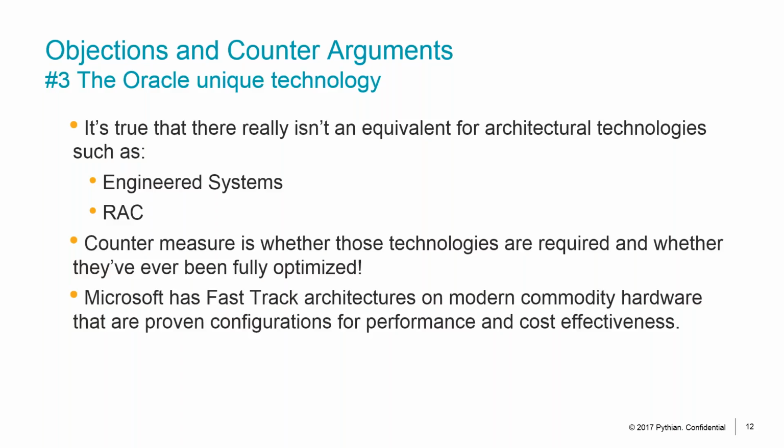Keep in mind, Microsoft has fast-track architectures on modern commodity hardware from commodity vendors such as Lenovo, Dell, HP, etc. And you can download the fast-track architecture. When you download one of those fast-track sheets, it comes with the sizes of the database that they tested. They come with, if they did a TPC test on it, and they show how fast the benchmark went and so on.